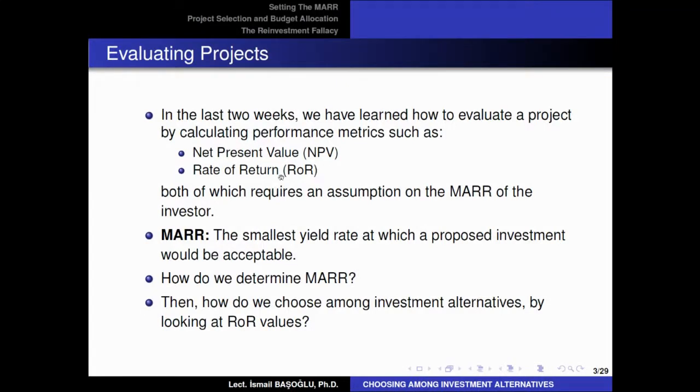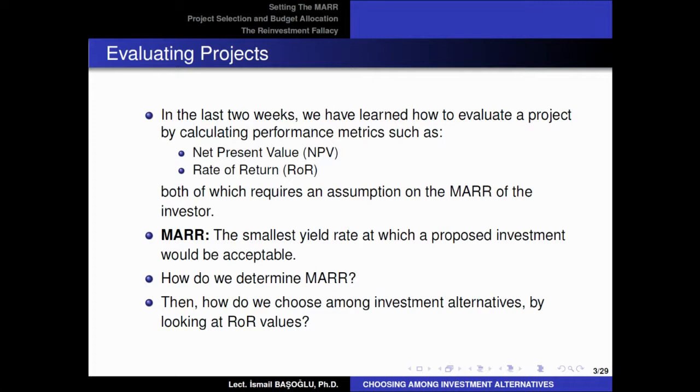And if the rate of return of your project is greater than your minimum attractive rate of return, then you say that the rate of return of this project is greater than my expectations. My expectation is just the minimum attractive rate of return. Therefore, I would definitely invest in that project.